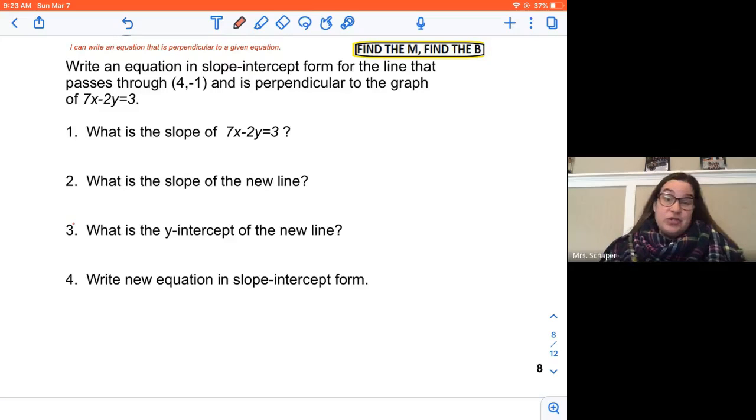We're going to do a little follow-up to what we did on Tuesday with writing equations in slope-intercept form that are either parallel to or perpendicular to. This one's going to be short. I have a couple examples we're going to walk through, but I think it's good to just hear it again.